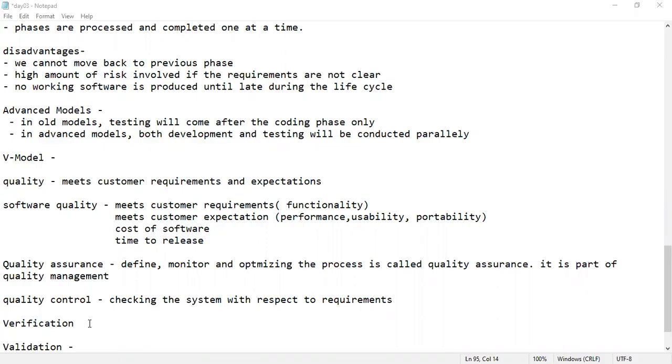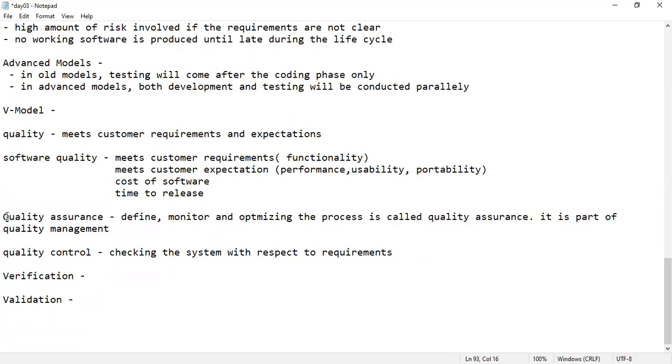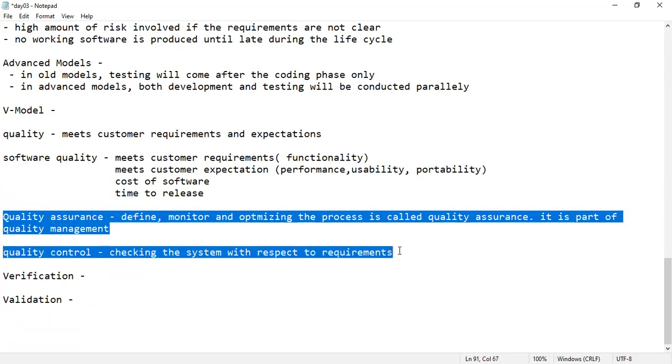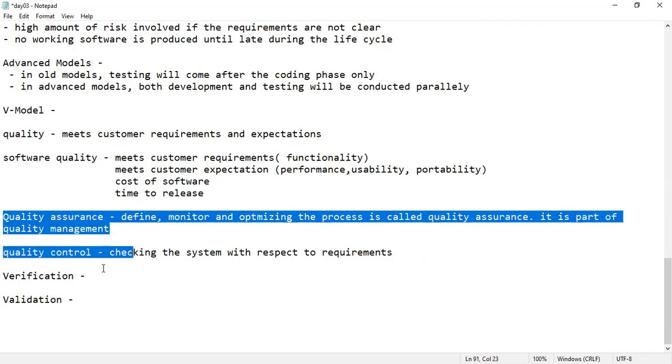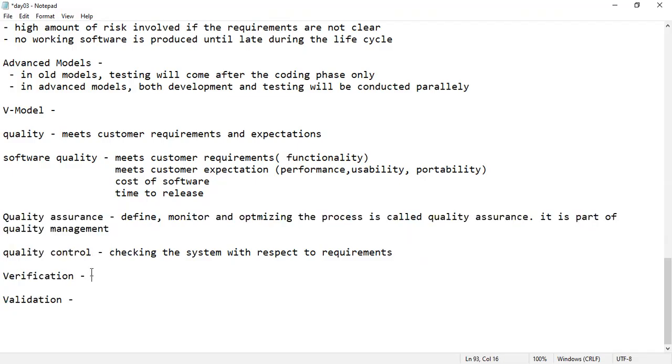Next one. What is verification and what is validation? This is also an interview question. They might ask what is quality assurance and quality control, and what is verification and validation. Verification and validation are more important than these two keywords. What is verification? Any idea?